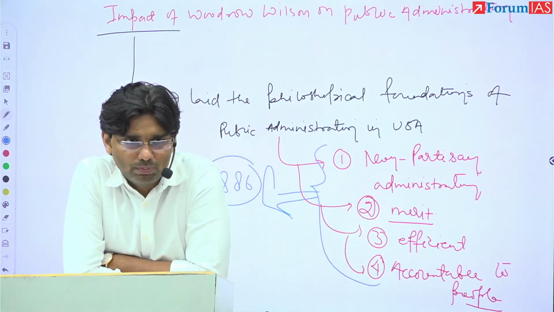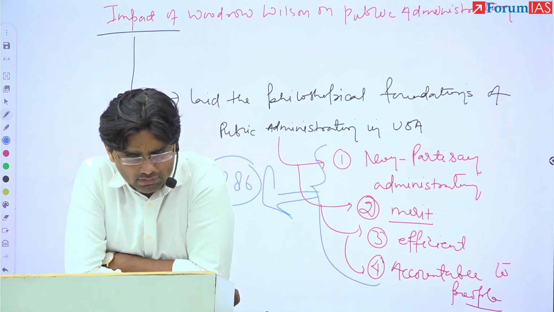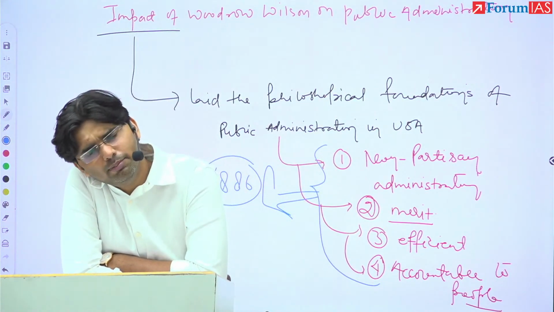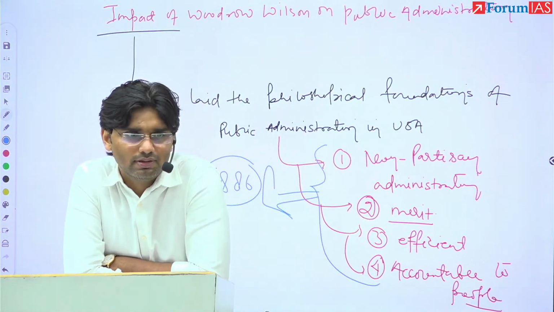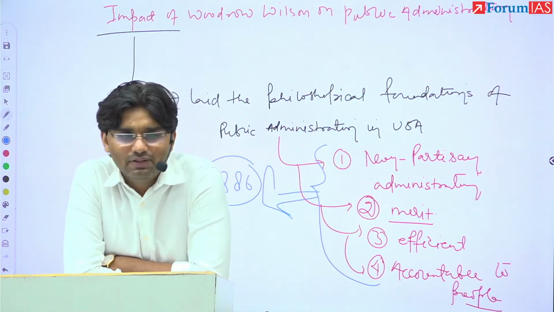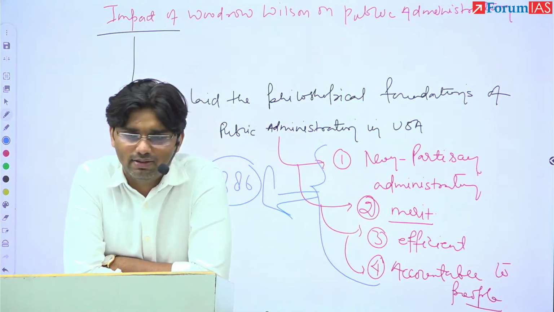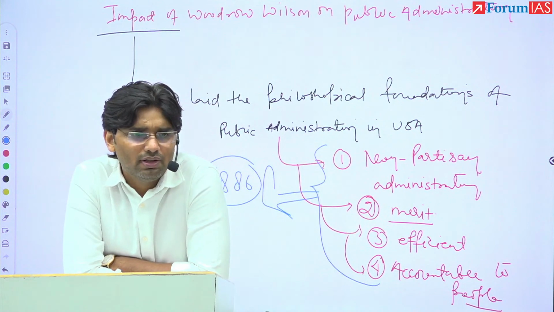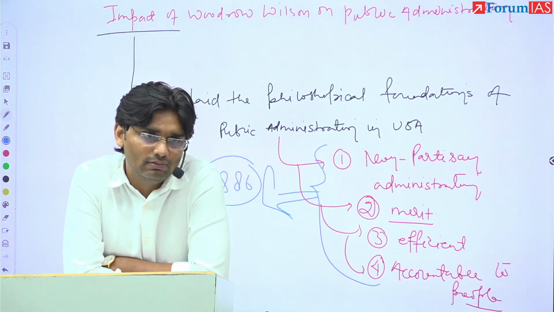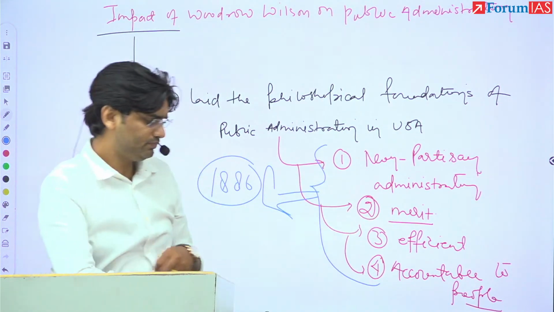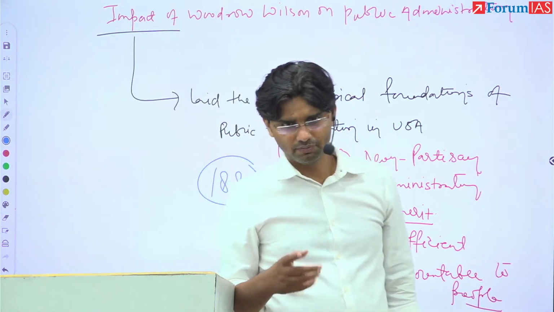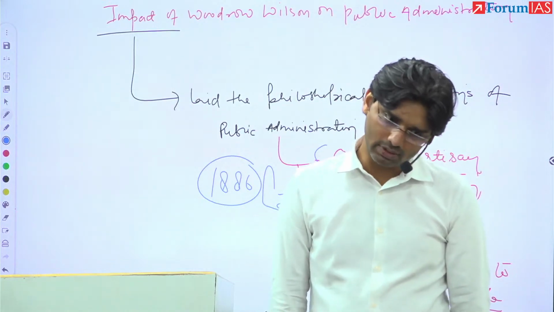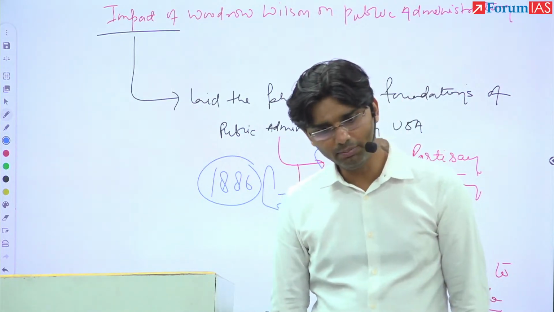Then we'll start a new topic. Just listen, don't write. After this, Woodrow Wilson entered into politics and completely lost interest in public administration. He never wrote on public administration again. He was a big scholar, became professor for three or four years at Johns Hopkins University, then became governor, and then president.